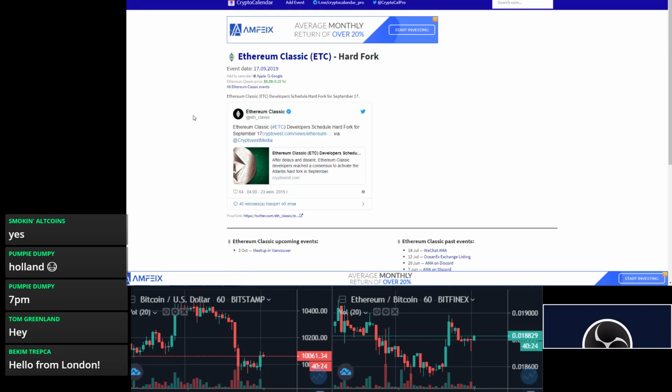So what is this hard fork for? Scheduled hard fork. After delays and dissent, the Classic developers reached consensus to activate the hard fork in September. Okay, so they reached consensus. It's not a hard fork split where they're fighting.